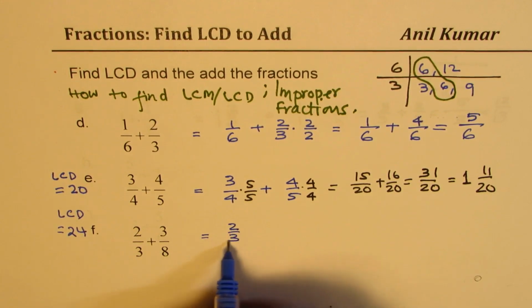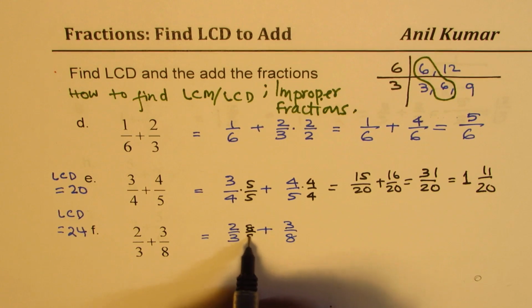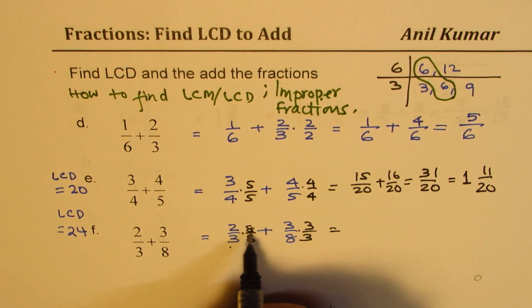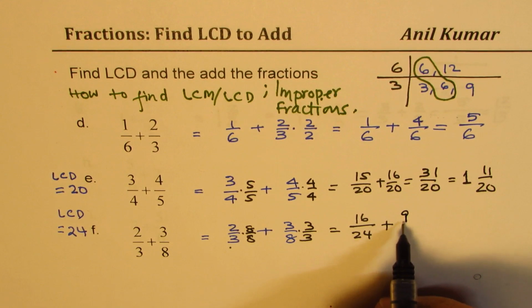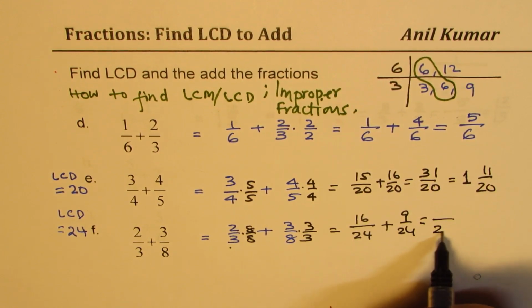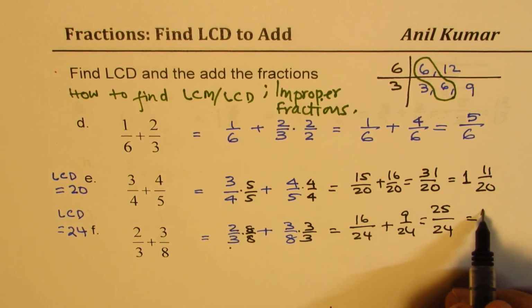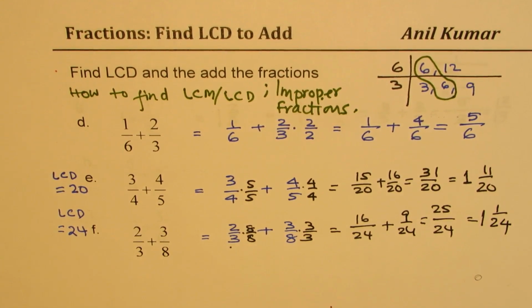So we have 2 over 3 plus 3 over 8. The first term should be multiplied by this term, 8, so both numerator and denominator by 8, the other one by 3. So you get 8 times 2, 16 over 24, plus 3 times 3, 9 over 24. Correct? So 24 is the denominator. Numerator is 25, which is 1 more than 24. So 1 whole, 1 over 24 becomes our answer. Perfect. So that is how we get the addition of two fractions.